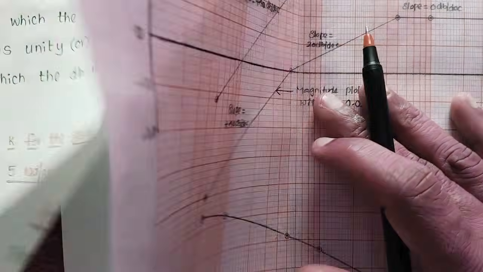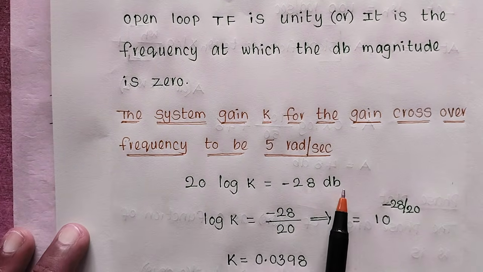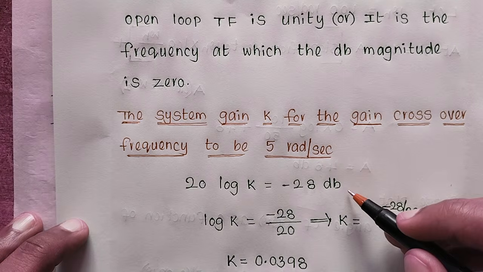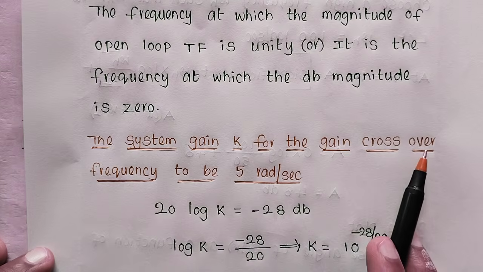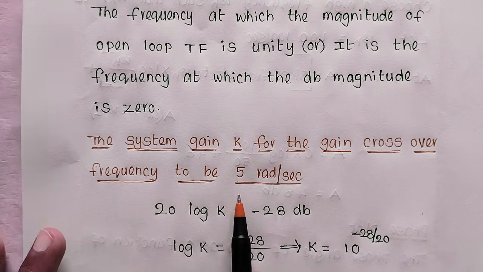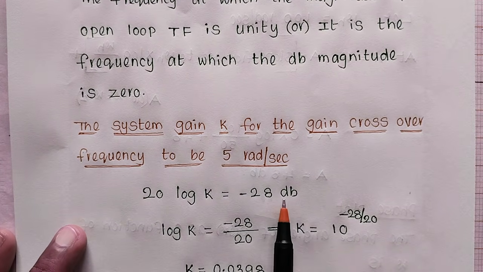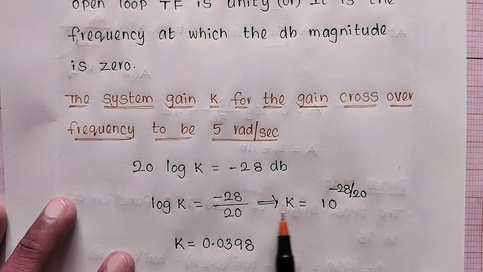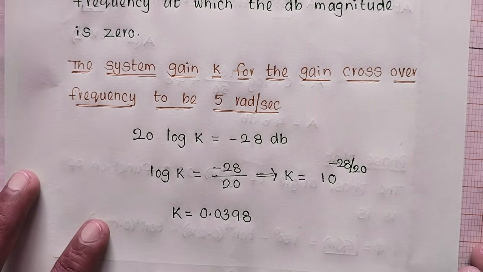Here we have a formula for that. 20 log K equals minus 28 dB, because we have to get the magnitude plot down by 28 decibels. So if the gain crossover frequency is to be 5 radians per second, what is the value of K? 20 log K equals minus 28 dB. Log K equals minus 28 by 20. So K equals 10 power minus 28 by 20. Here K equals 0.0398.